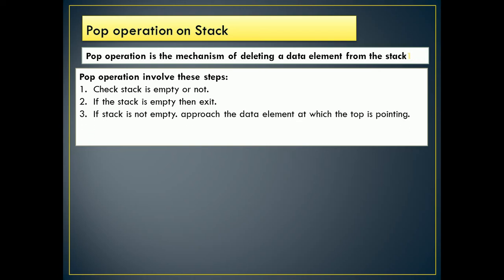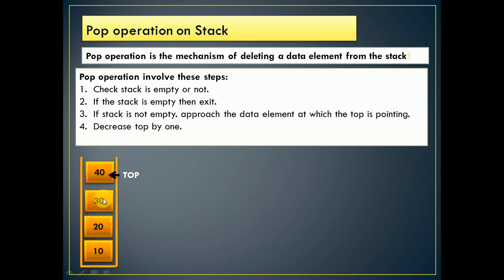Now if the stack is not empty, which means the stack contains some elements, then you have to find where the top is pointing on the stack, means top is at which location, first location or second location. That time you have to access the data element present at the top location, and decrement the top by 1.